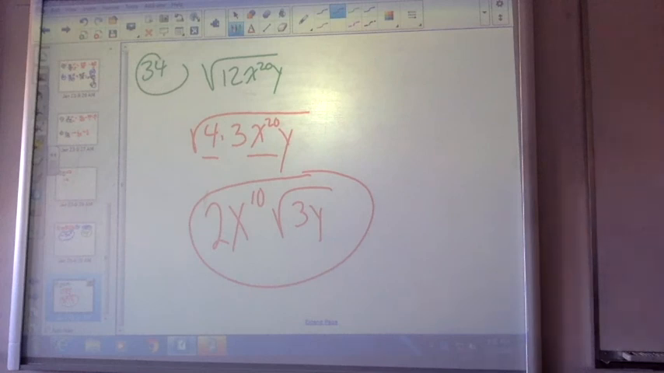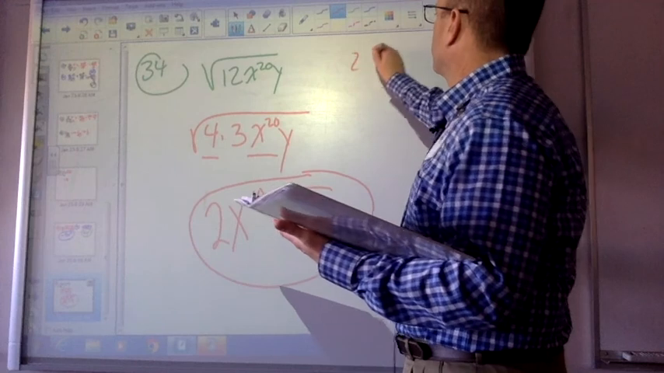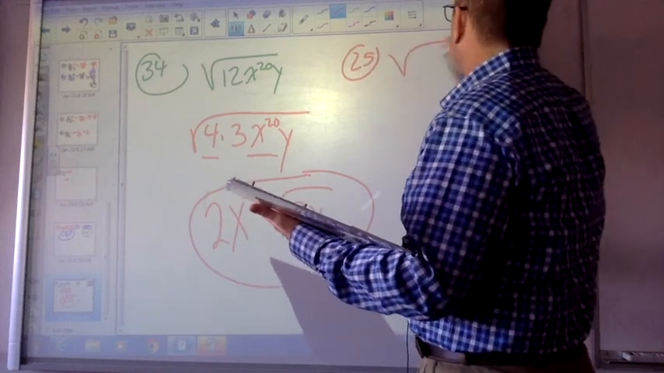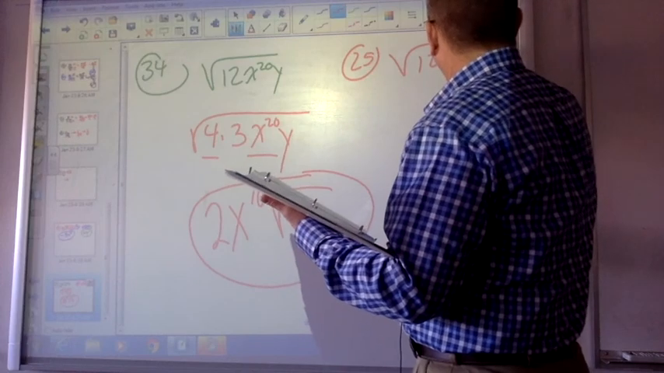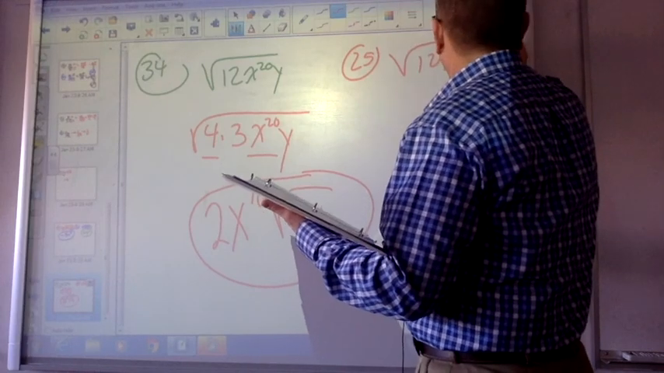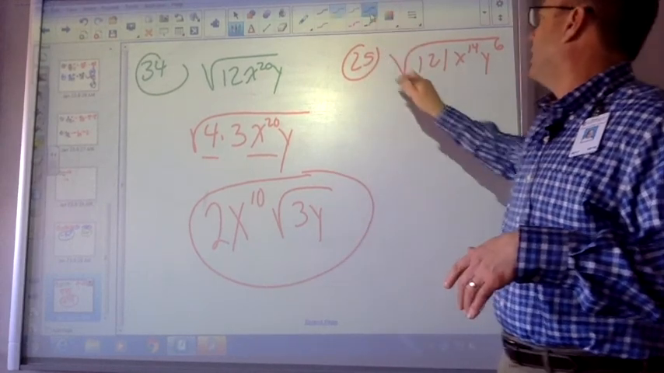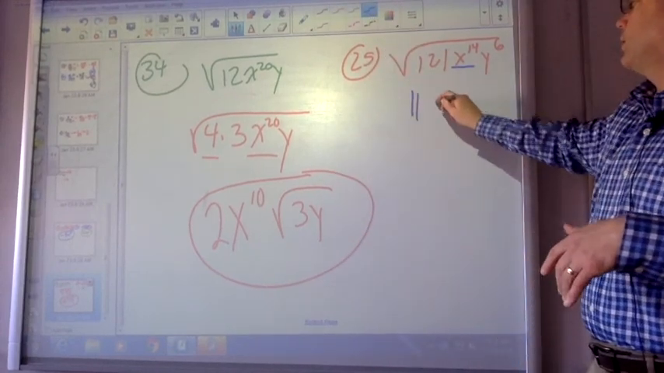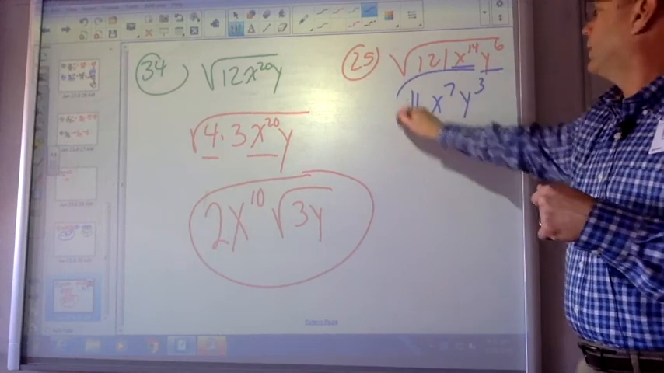What else do we see? 25? Okay, everything under there is a perfect square. Square root of 121 is 11. Square root of x to the 14th is x to the 7th. Square root of y to the 6th is y to the 3rd. And we're done.